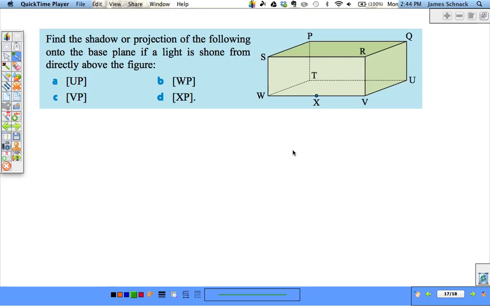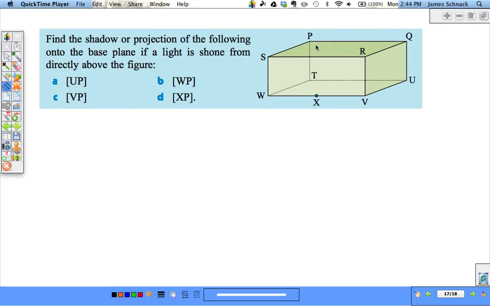Alright, so we're going to start out this three-dimensional problem solving talk with a little bit of terminology. We got to talk about what the shadow or projections are in three dimensions. We use the word shadow to talk about these projections a lot because it really makes sense. So we want to find the shadow if a light is shined down directly above this.